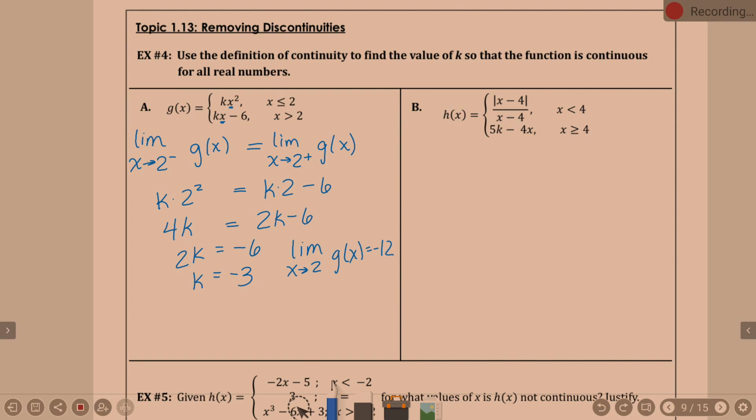I was looking to see. So I'm going to say g of x is continuous. We can all spell quite well right now, right? At x equals 2, if k equals negative 3, and then we know at that point that g of 2 is equal to the limit as x approaches 2 of g of x.